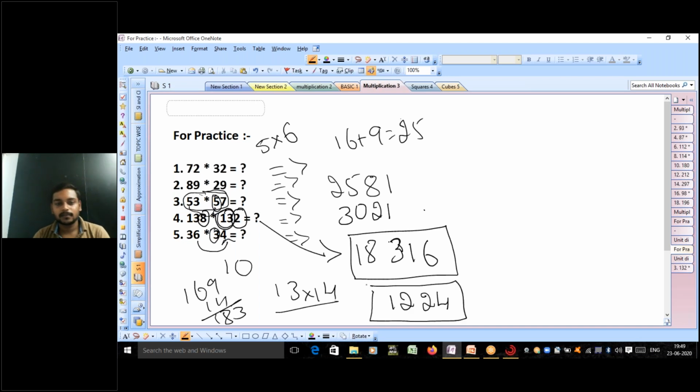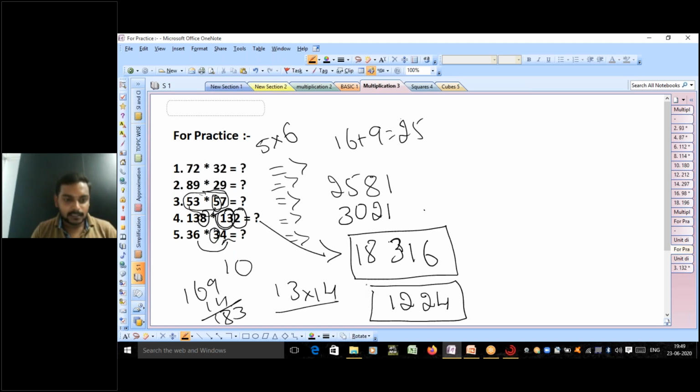This is the concept. 138 into 132. Here sum of unit place number. Unit means 1. In one place, number should have one number, single digit. So 8 twos are 16. Then take the remaining number. Remaining numbers are same, 13, 13. Multiply 13 with the next consecutive number. Consecutive number means next number. 13 into 14.